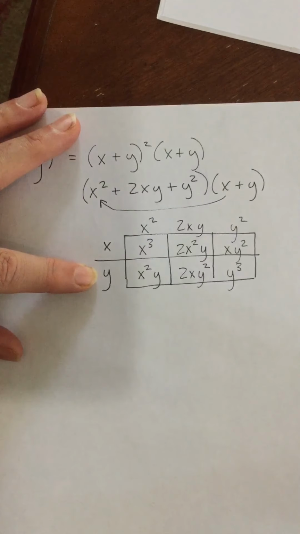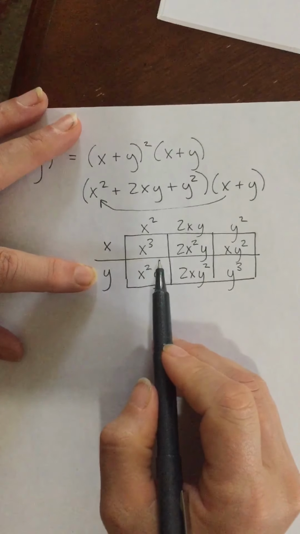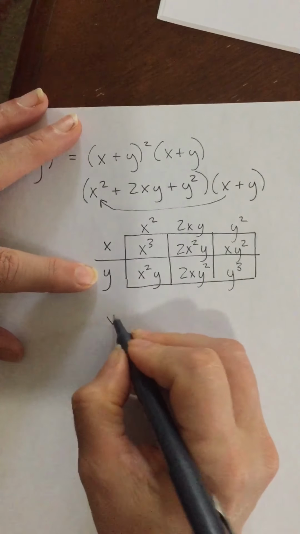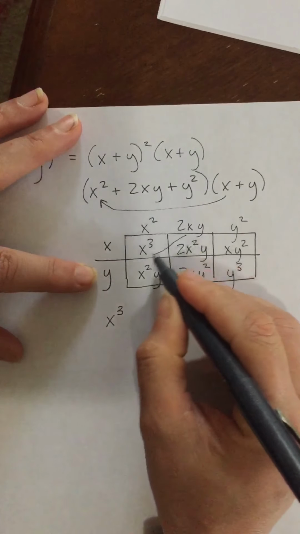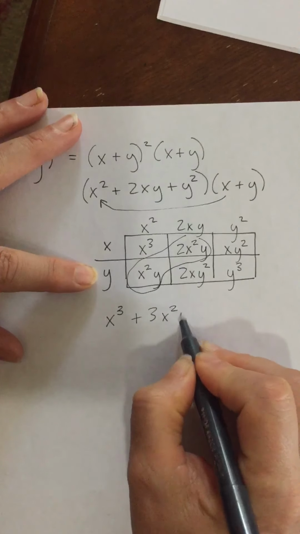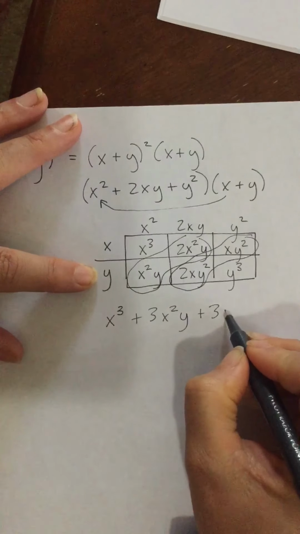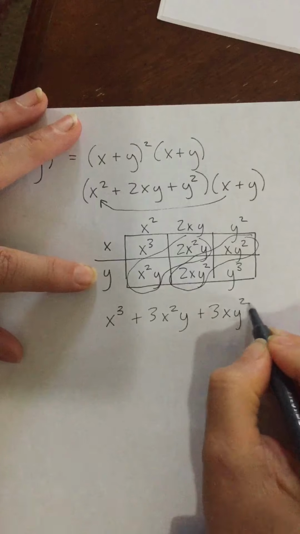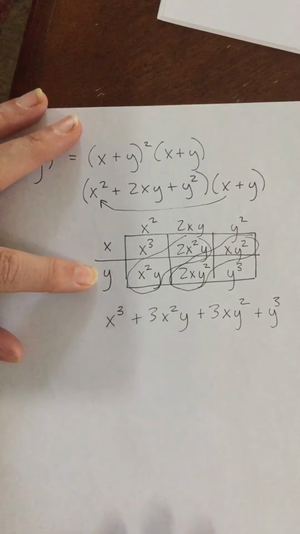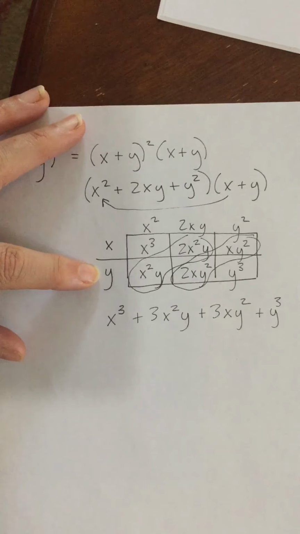Okay. So if I sum up all these things, the nice thing when you do it with this box method is these like terms tend to be on the diagonals, depending on how you set it up. So you end up with x cubed, and then those are like terms, right? So you get 3x squared y, and then you're going to get 3xy squared, and then plus y cubed. Okay. So we'll keep that in mind when we need it for a later calculation.